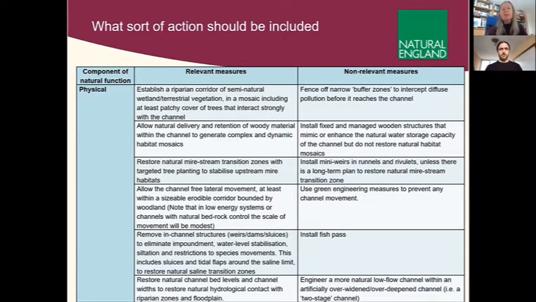So we can see here that a relevant measure would be establishing a riparian corridor of semi-natural wetland or terrestrial vegetation, whereas the non-relevant one, the one which isn't going far enough, is to fence off narrow buffer zones to intercept diffuse pollution before it reaches the channel. This doesn't mean that that won't help a bit, but if we're here recording our restoration priorities for restoring natural functioning for biodiversity, the ones on the right don't go far enough, and that is why we only need you to record where there's opportunities to do the ones in the left-hand column.